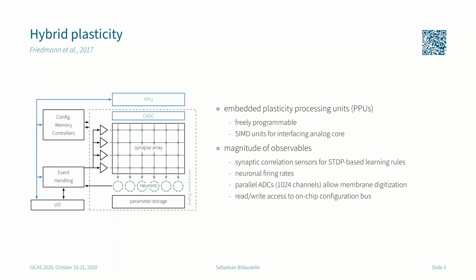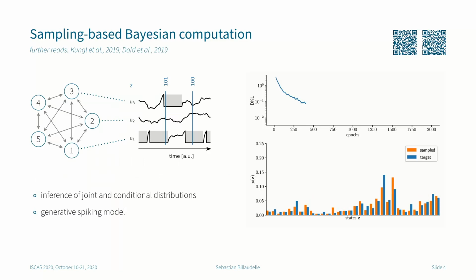The architecture of BrainScaleS-2 allows to implement many different experiments. In this paper, we have collected 5, which feature different aspects of the system. Let us start with an experiment on sampling-based Bayesian computation.